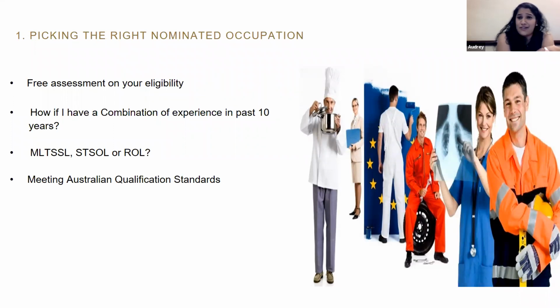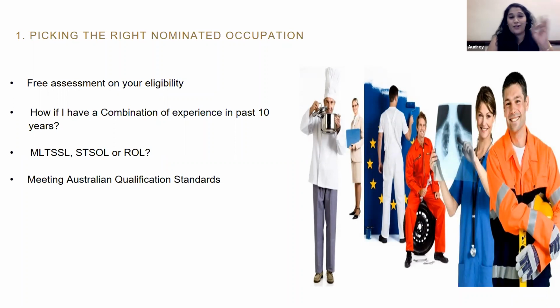Since I've been in the industry for 10 years, I've also seen many clients being very confused because they tend to have a combination of work experience. But as you know, when you apply for migration, you can only pick one nominated occupation. So if you have a combination of skills, how do you pick? Which is a better one to pick? That is also something that we need to determine based on not only the authorities' requirements, but also what has a better success, right? So that is something that we will walk you through.